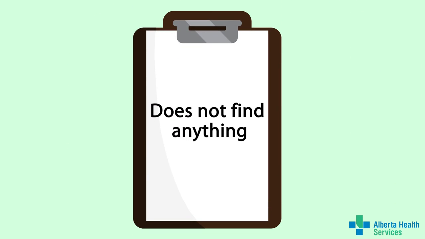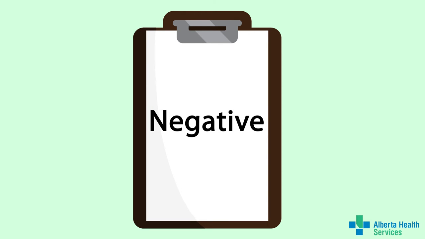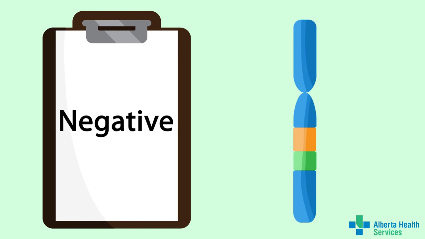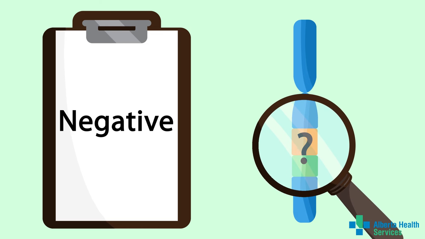A second possible result is that the array does not find anything. This is called a negative or an uninformative result. There could still be a genetic concern, but the array was not able to find it.